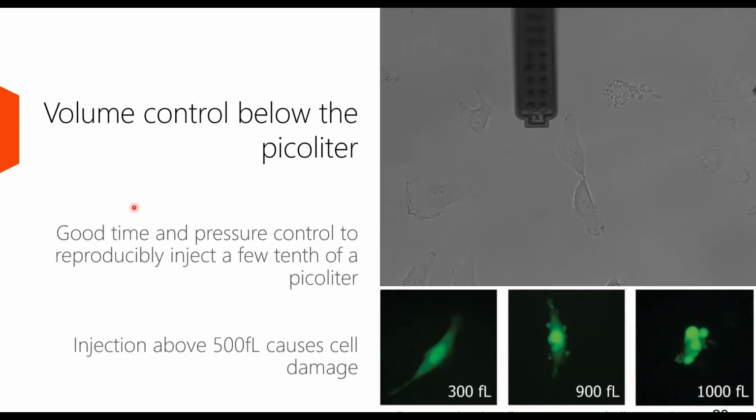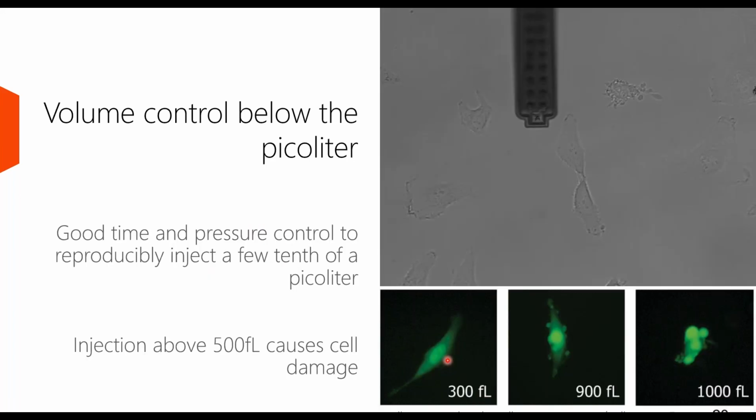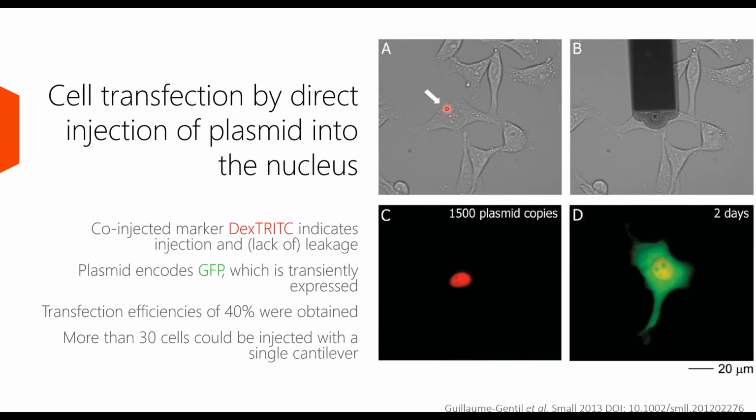The volumes that you're able to control are in the picoliter range. So you can see the amount that you can inject into a cell, and the smaller the volume that you inject into the cell, the more chance that the cell will survive too. So here's an example of direct transfection of a plasmid into a nucleus. Here's cells cultured on a petri dish.